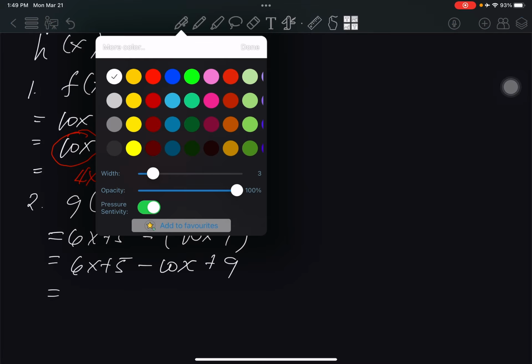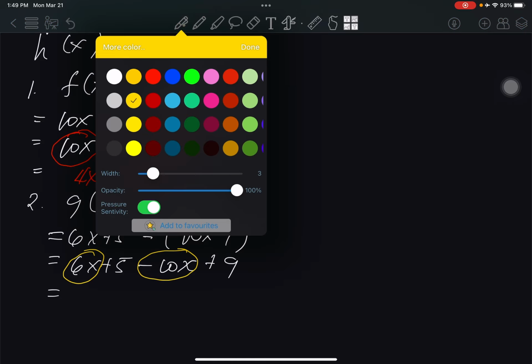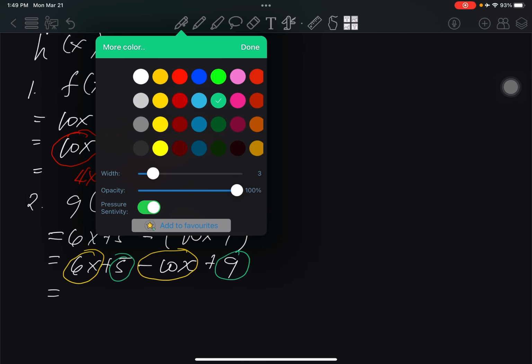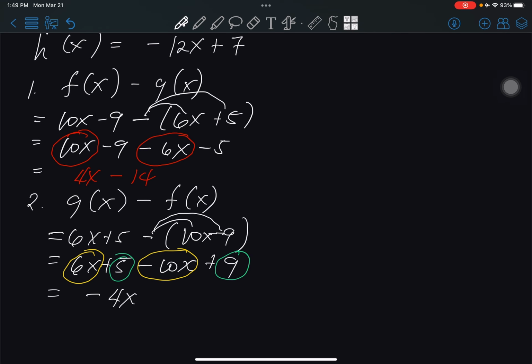So our like terms here, we have your 6x and your minus 10x. Then we also have here your constants, your 5 and 9. Therefore, we have here your answer. 6x minus 10x is negative or minus 4x. Then we have 5 plus 9, that is equal to 14. So this is now the difference between g of x and f of x.